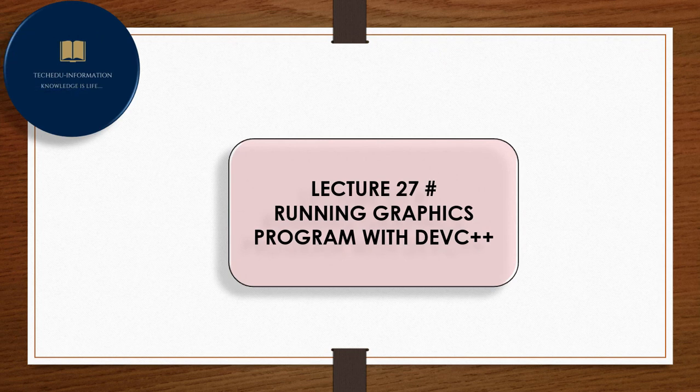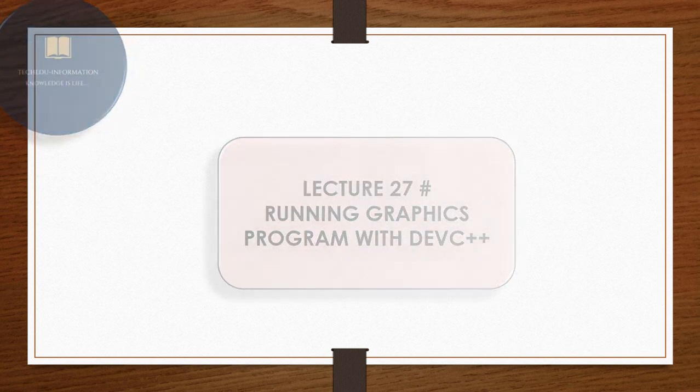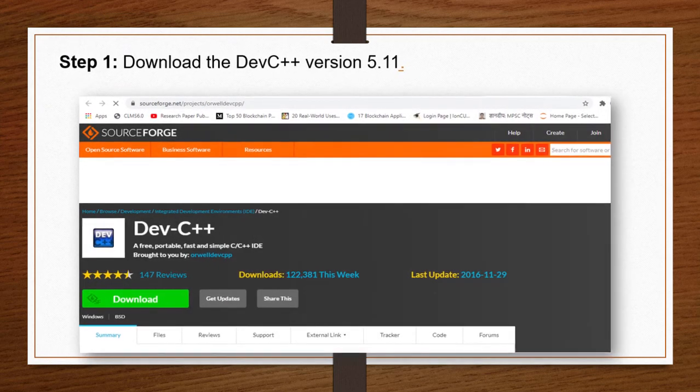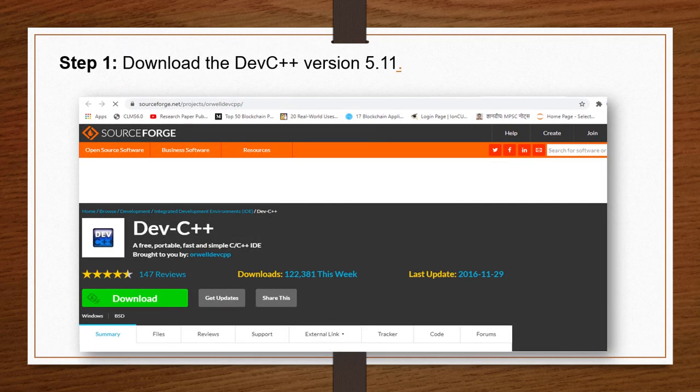In this video we are going to see how to install Dev-Cpp and how to set up graphics programs with the same. So let us begin. For starting the installation we need to download Dev-Cpp version 5.11. We can download it from this website that I have told here, or you can download the software directly from the description box.